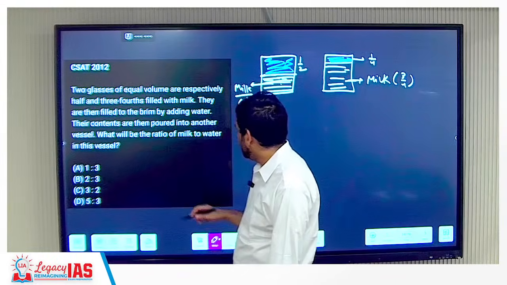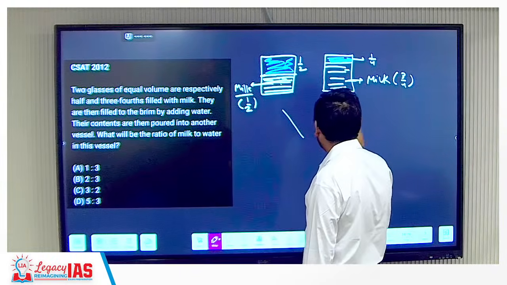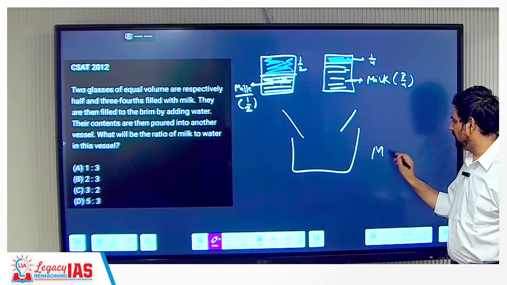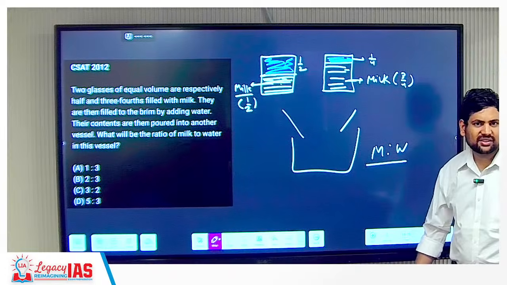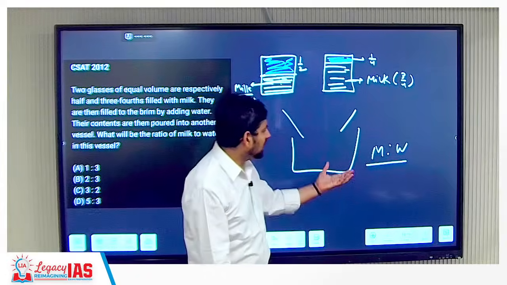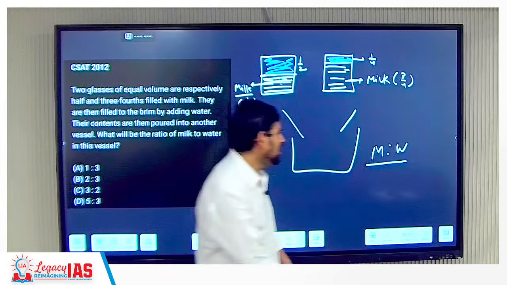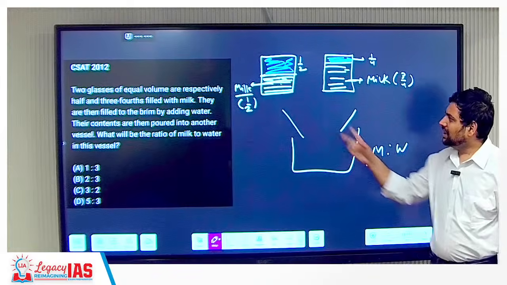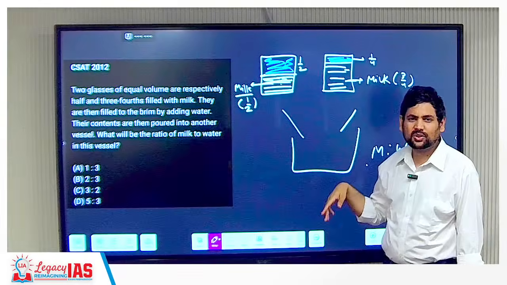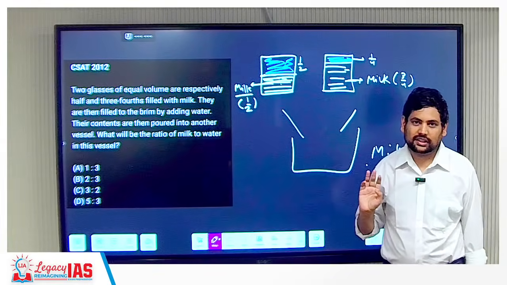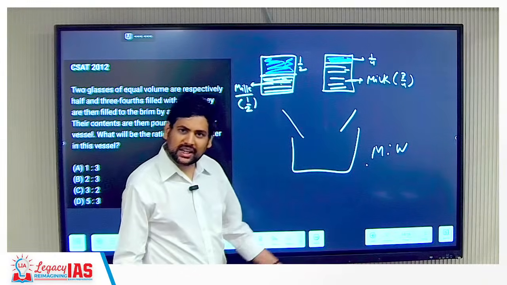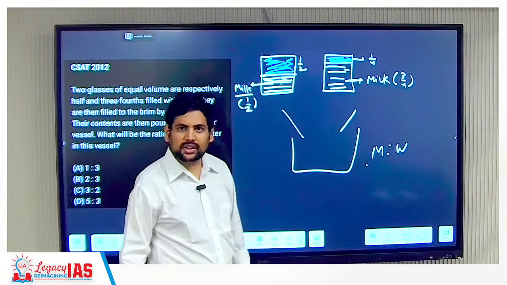Now it says the contents of these are poured into a big vessel. I pour this out. Now it is asking me the ratio of milk to water. So I take these two jars, I pour them in a big vessel, and it is asking me what is the ratio of milk and water. You can take it as 12, and then this is 6, this is 6, and similarly this also, or you can just directly add the fractions, whatever you please. Because they're of the same volume, I can directly add them. I don't have to worry about anything else.